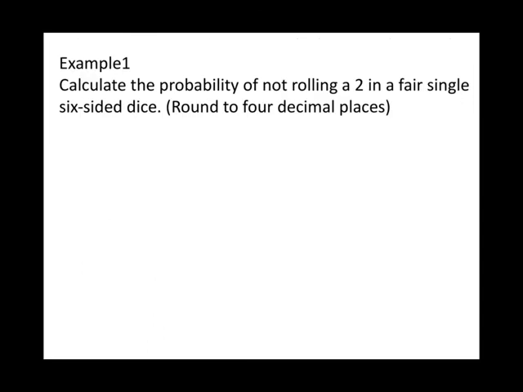Example 1. Calculate the probability of not rolling a 2 on a fair single six-sided die. Again, highlight this one: find the probability of not. So remember the formula. The probability of not rolling a 2 equals 1 minus the probability of a 2. Think about it. When you roll a fair single six-sided die, what is the probability of getting a 2? We have the outcomes 1, 2, 3, 4, 5, 6, so 6 outcomes, and we only have one 2. So it's going to be 1 minus 1 over 6. Use your calculator. You should get 0.8333.